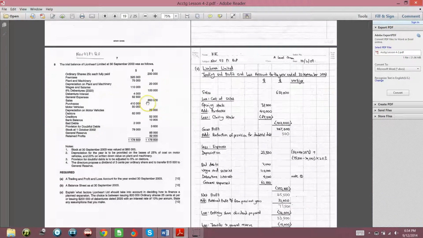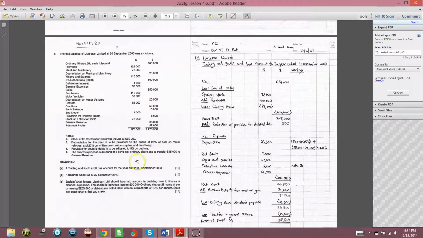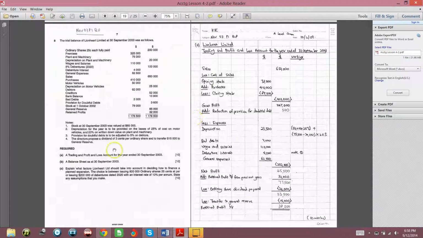So now I come to 03 paper 1 question 8. The question says prepare a trading and profit and loss account and balance sheet. As usual, you should draw the structure first. So I know the question wants me to prepare trading profit and loss account and balance sheet. So C is a theory question. So trading profit and loss account for the year ended 30 September 2003. Previously, I've explained to you very slowly how to do it. So now I'm going faster.